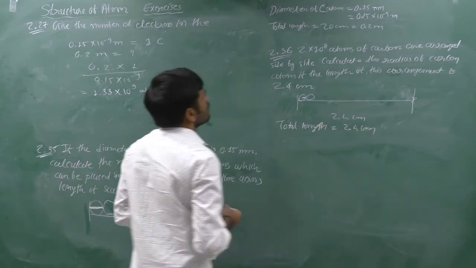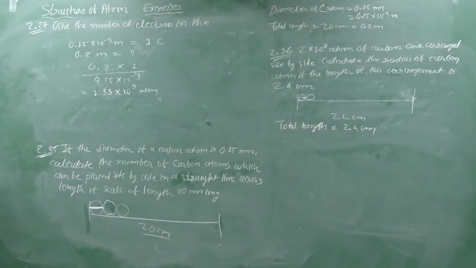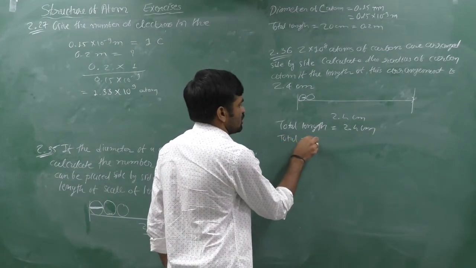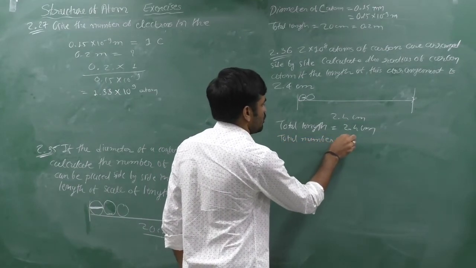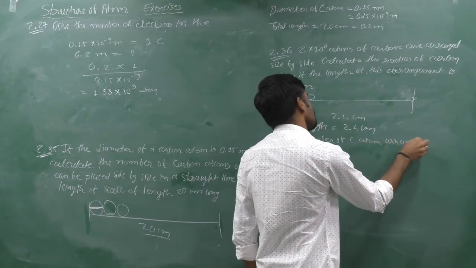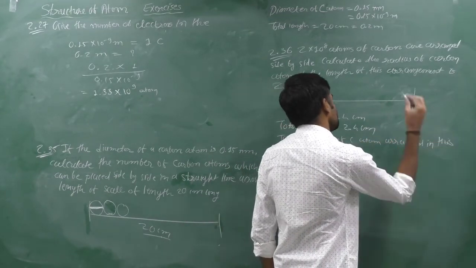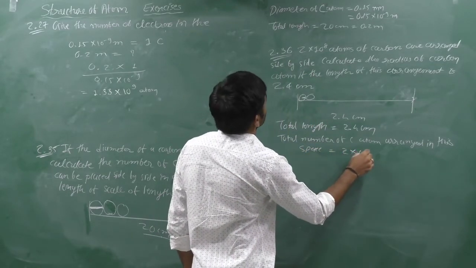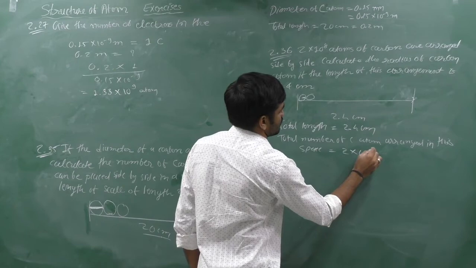2.4 centimeter, and the total number of carbon atoms arranged in this length, arranged in this space, is equal to 2 into 10 raised to 8 atoms.